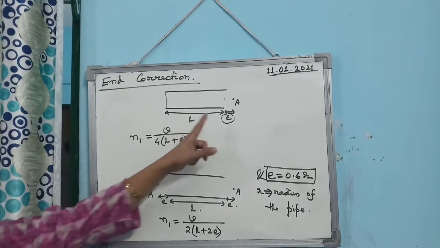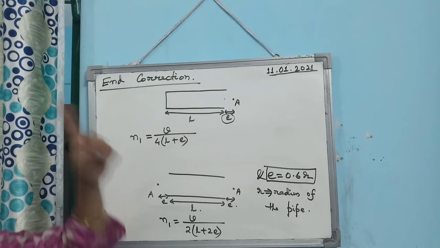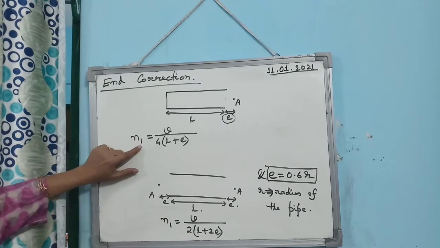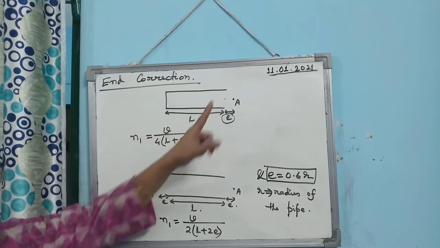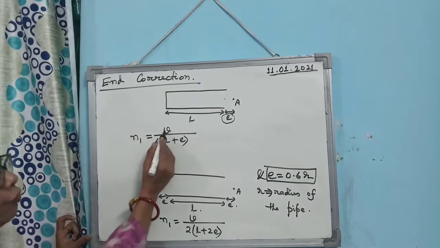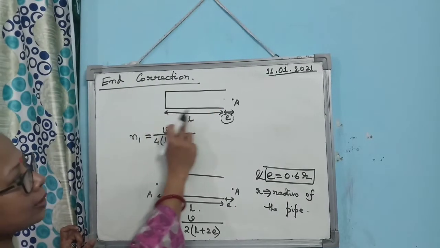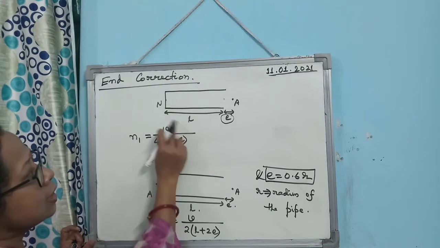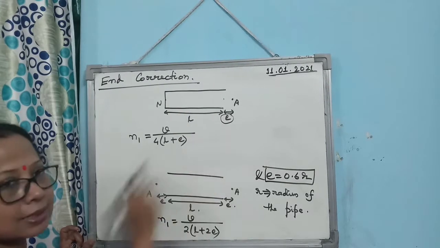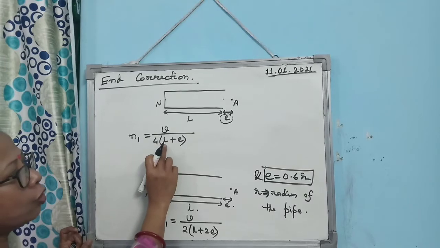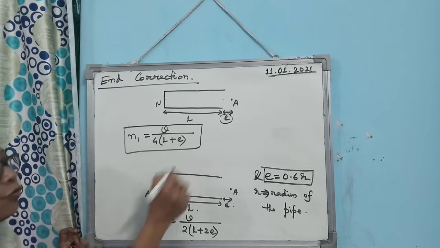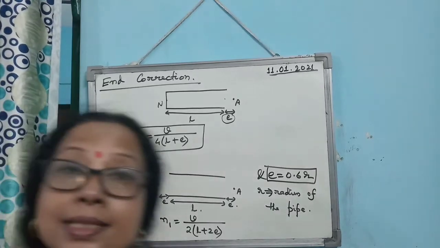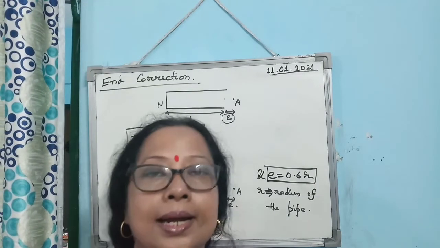So if you apply end correction, what will be the fundamental frequency for the vibration in closed-end pipe? Instead of v/4L, just look at the diagram. If this is N, then AN is equal to L + e. So it will become v/4(L + e). This is the relation for fundamental frequency considering the end correction.